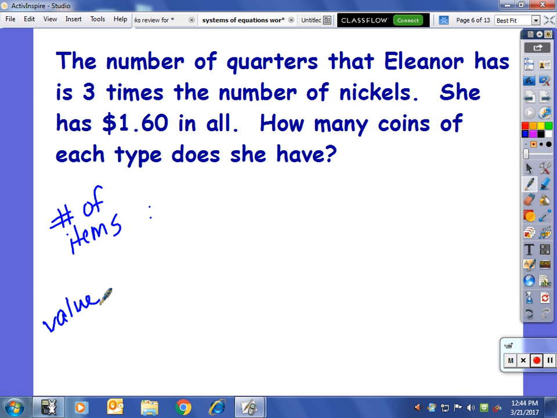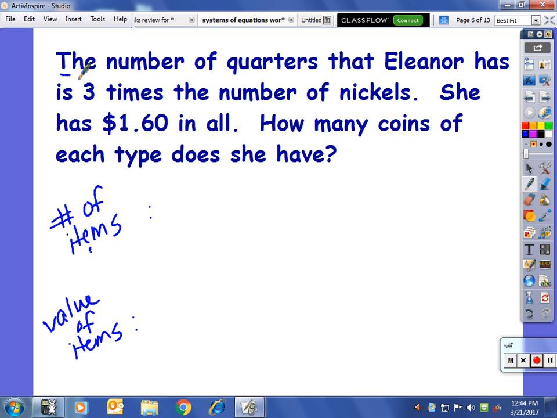How much money was made from selling the tickets? How much money does he have in quarters and dimes or whatever you're talking about? The value of the items. Now, on the one that's including the value of the items, then the cost or price or value of each item has to be in that equation. It doesn't have to be in the number of items one.